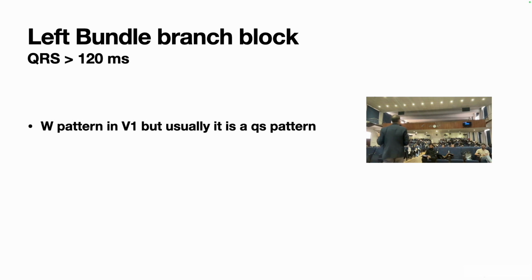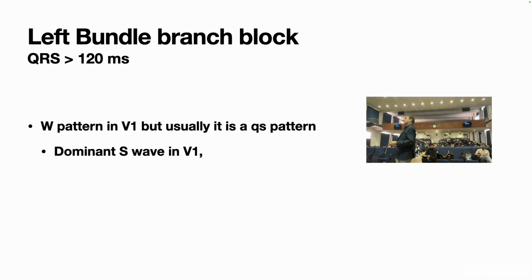So V1 is important. There are only 2 criteria you remember. The complex is broad, more than 3 small squares. If V1 shows upward, this is right bundle branch block. If it shows downwards, it's left bundle branch block.